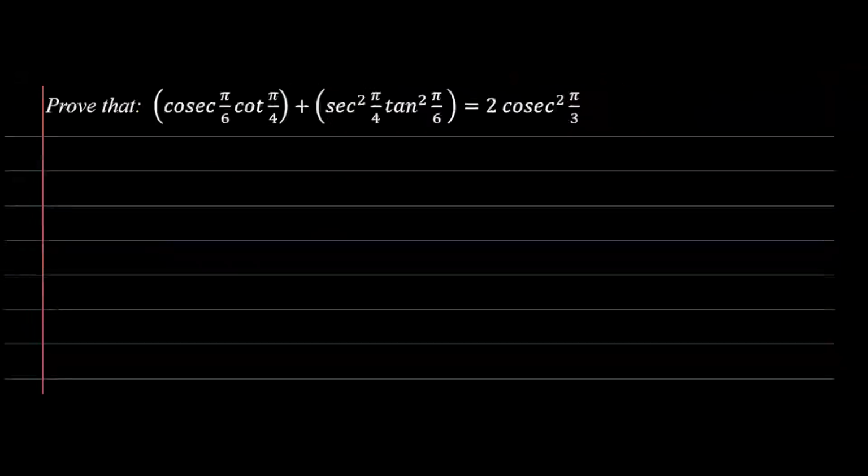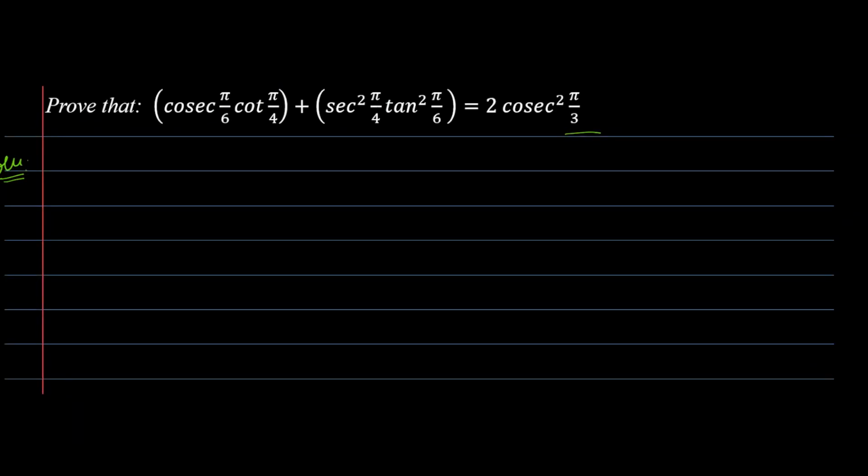Next question is, prove that cosecant pi by 6 radians into cot pi by 4 radians the whole plus secant square pi by 4 radians into tan square pi by 6 radians whole is equal to 2 cosecant square pi by 3. First, let me write down the table which is having our trigonometric ratios, and then next we will convert our angles in radians to degrees.